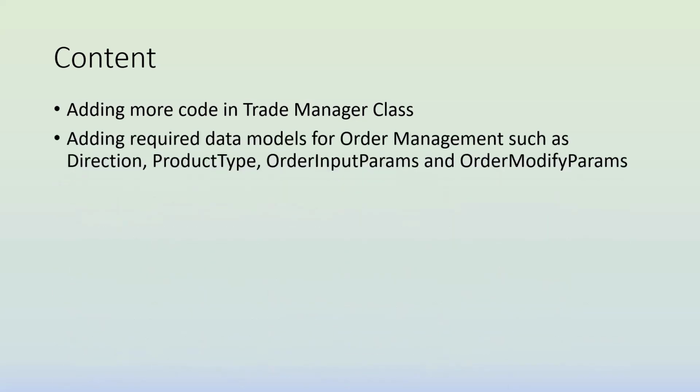And I created some new data models for order management, especially. So these are direction, product type, order input parameters, order modify parameters. So while placing an order, what are the parameters you're going to give to the order manager, and similarly order modify params. In addition to that, we need some other models like direction, product type. These are things we are going to use across the app everywhere, and the parameters can change from broker to broker, but we are maintaining the common properties in terms of these models the same.